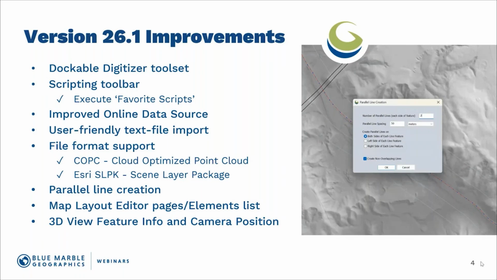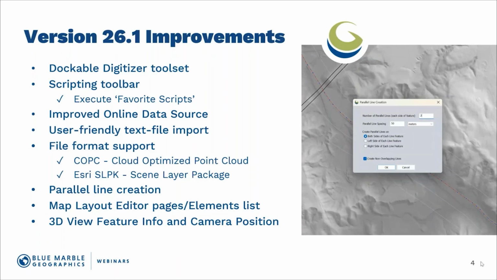We've improved the connect to online data source dialog. This is an old favorite in Global Mapper, the ability to stream online data directly into a workspace. We've revised that dialog to make it a little more visually appealing and better organized, adding some new options there as well. We've also reorganized and improved the text file import dialog, cleaning up that user interface and adding new functionality to save some settings for text file imports, so you can re-import files or similarly formatted files very easily.